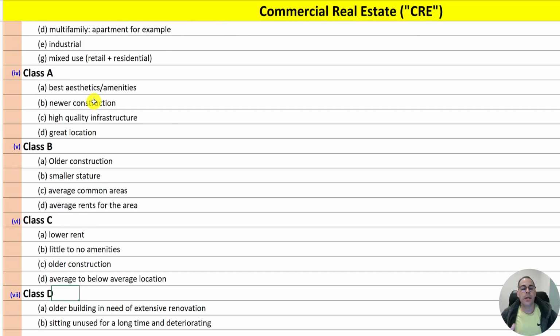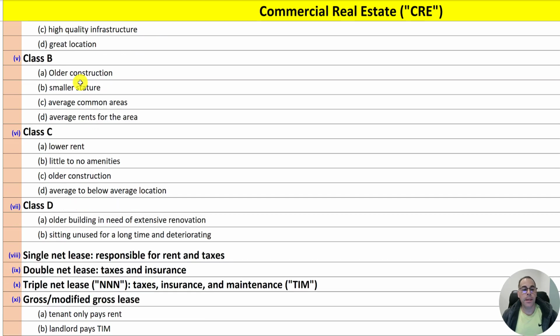There are 4 types of commercial real estate: Class A, Class B, Class C, and Class D. Class A is the nicest. It has the best aesthetics and amenities, maybe a doorman, the construction is newer, higher quality infrastructure, and it's a good location. Then you have Class B. It's a little older construction, maybe smaller in stature. The common area may not be that big, an average size, and the rents are average, not too high.